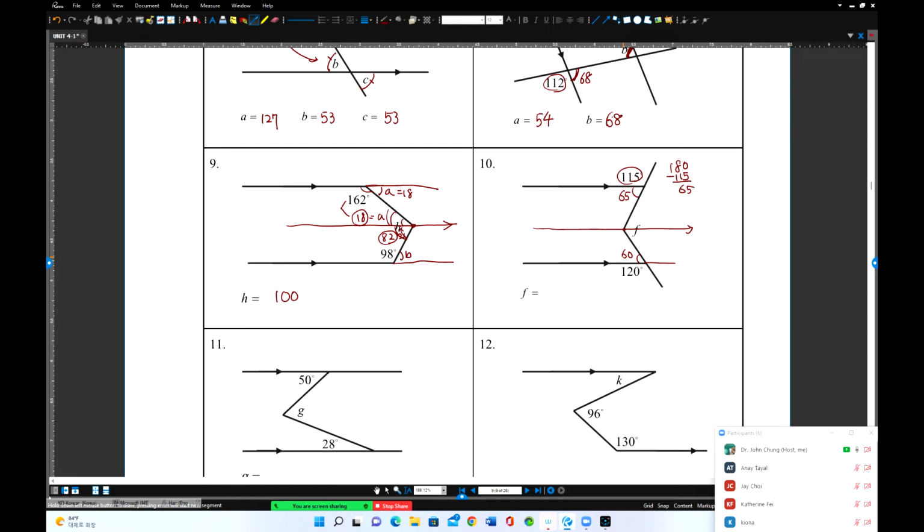Now we're going to use alternate interior angles. This is 65. This is also 65. This is 60. This is 60. Angle F is the sum of these two angles. Okay, 65 plus 60, 125.